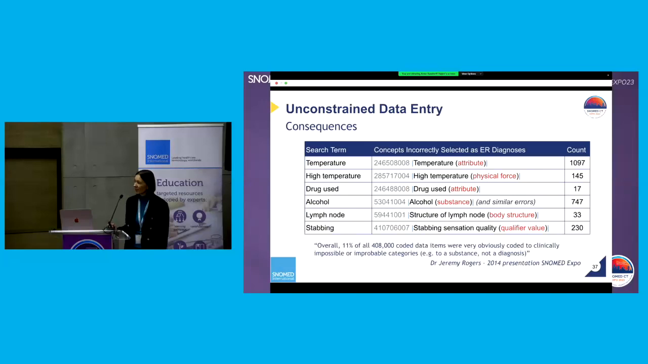Yeah, so there you can see, if you read on the bottom, I'm just going to read that out, of overall 11% of all these coded data items were very obviously coded to clinically impossible or improbable categories that you wouldn't expect. So when you're thinking like the alcohol example, it's probably that they might have alcohol intoxication or they've presented kind of drunk to an emergency room, but actually the substance is being recorded from that point of view.